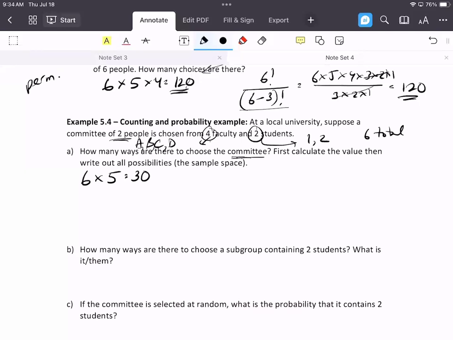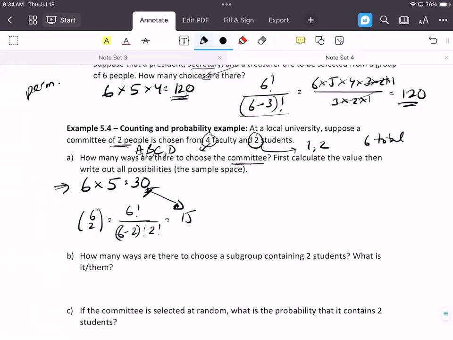So let's check ourselves. Order does not matter, so I know I can do 6 choose 2. Then I'll end up with 6 factorial over 6 minus 2 factorial times 2 factorial, and that gets to be 15. Oh, wait a minute. This is one of those times I did this specifically incorrectly. I wanted everyone to start thinking about how we can check ourselves a lot of times with these formulas. This method assumes order matters. So this is assuming order matters.